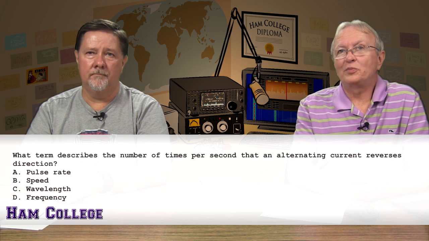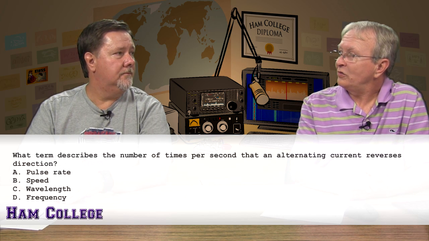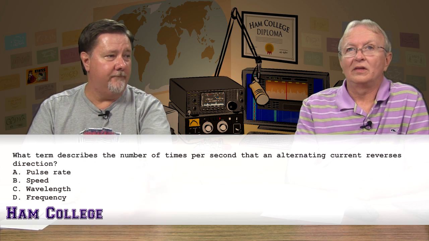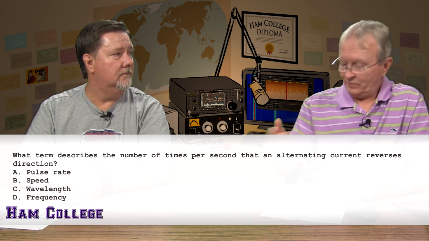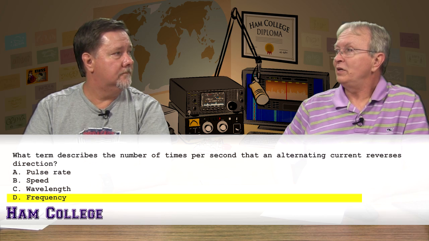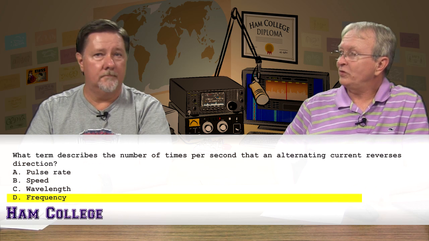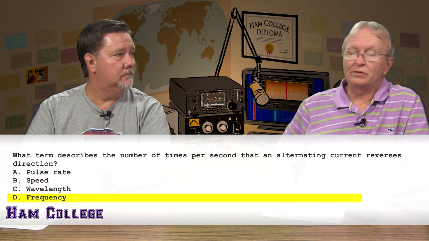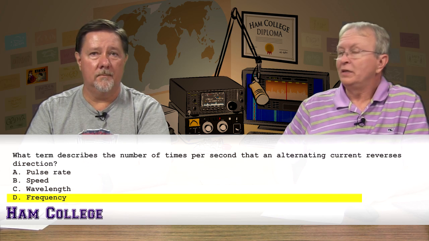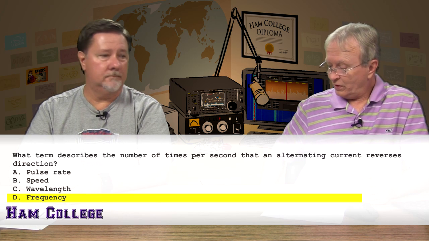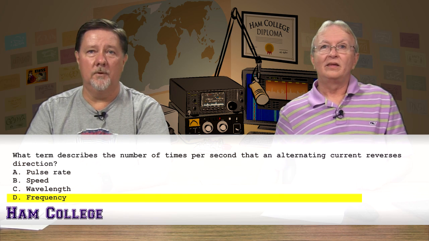The number of times per second that an alternating current reverses direction. We know we measure that in hertz. And times per second is the key there. So that tells you how often and how frequent. It is frequency. Now, frequency can be measured in either hertz or cycles per second. They used to call it cycles per second. You'd see it written as CPS on some really older radios. But it means the same thing, hertz or cycle per second. But frequency. Way to go.